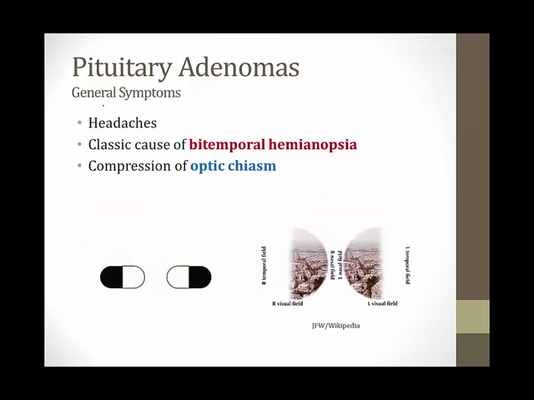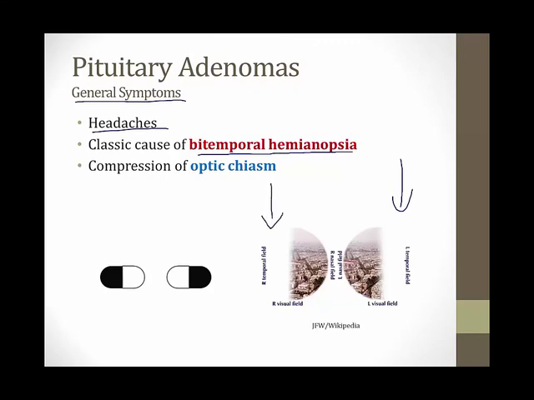No matter which cell type causes the pituitary adenoma, there are some general symptoms that can occur when the pituitary gland becomes enlarged. The first symptom is headache, and the second symptom is a special type of visual loss called bitemporal hemianopsia. If you look at this picture on the bottom right side of the screen, you can see that this person is unable to see in the outer portions of both visual fields.